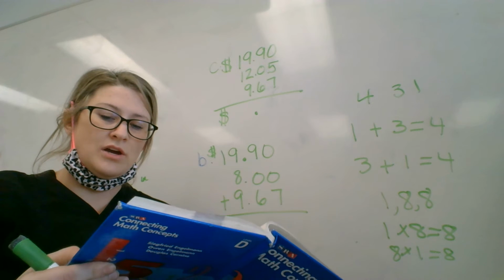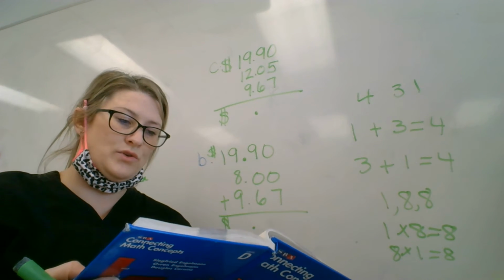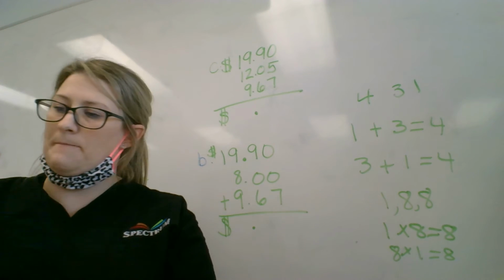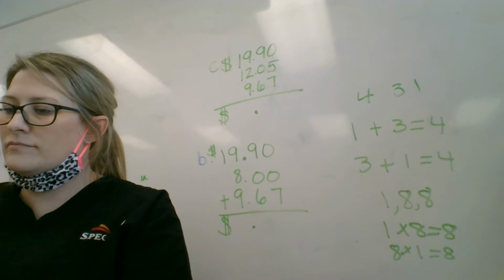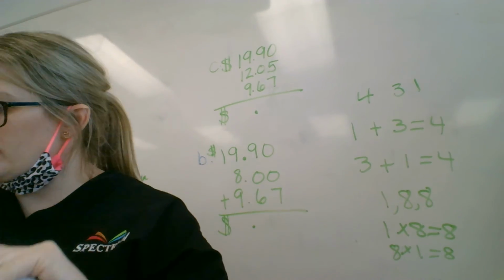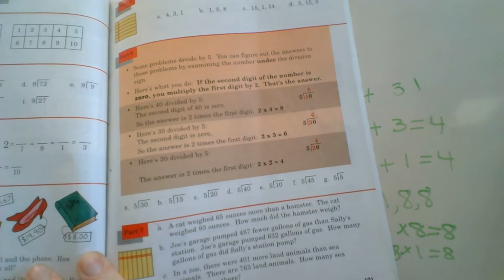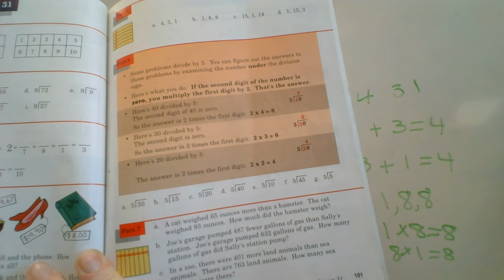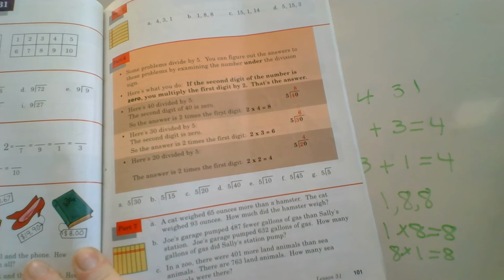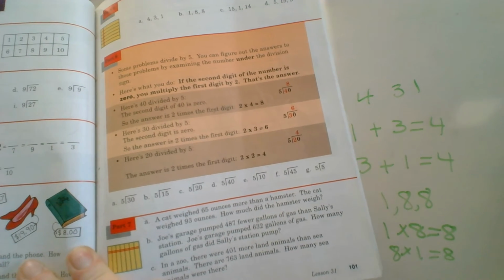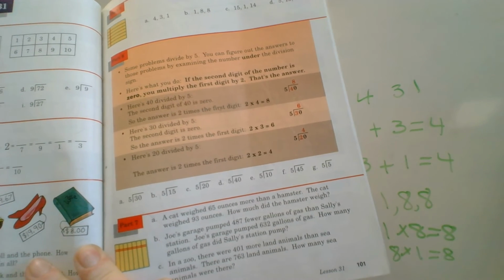When you are finished, we are moving over to part 6. Okay, I'll read what it says in the box. Follow along. Some problems divide by 5. You can figure out the answers to those problems by examining the number under the division sign.